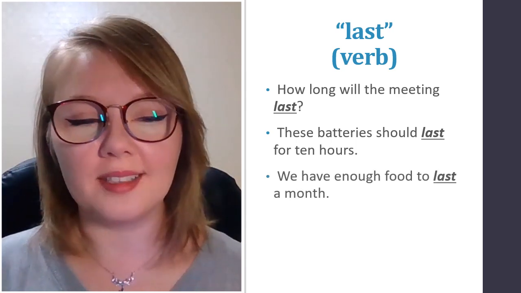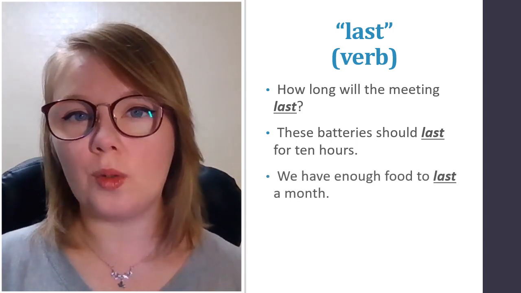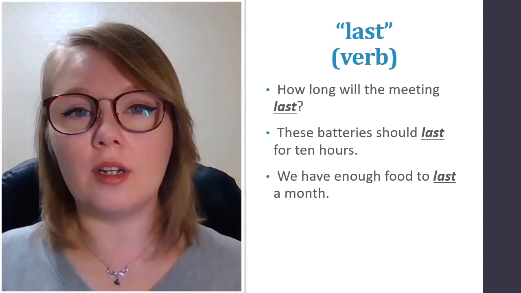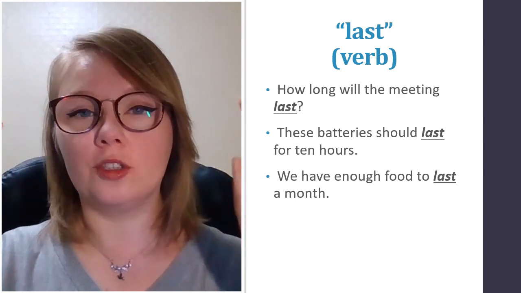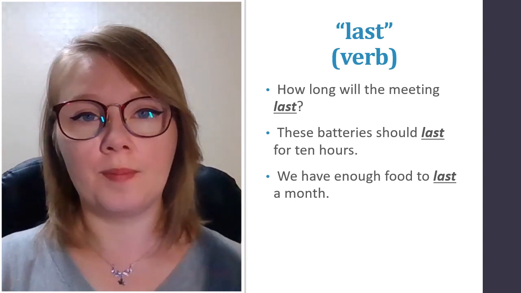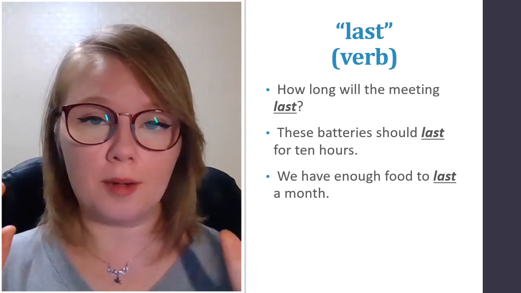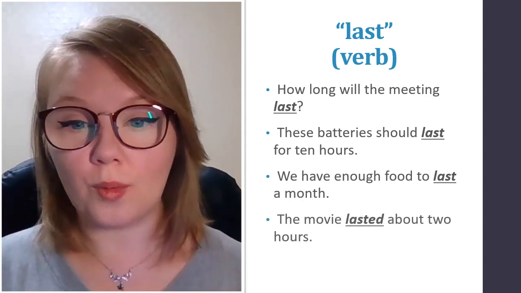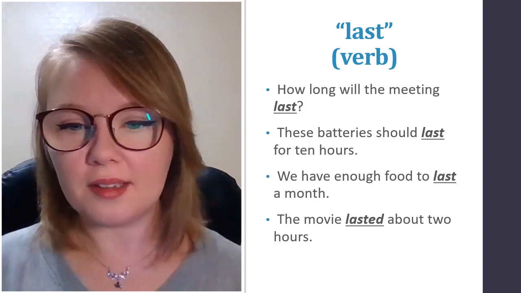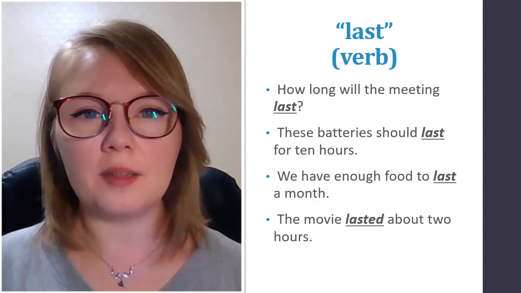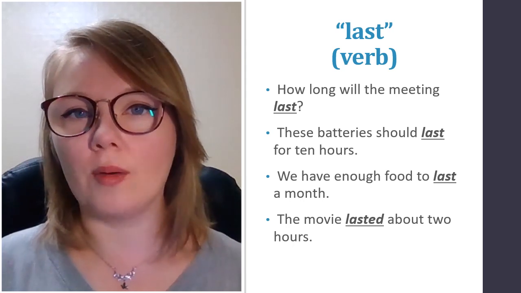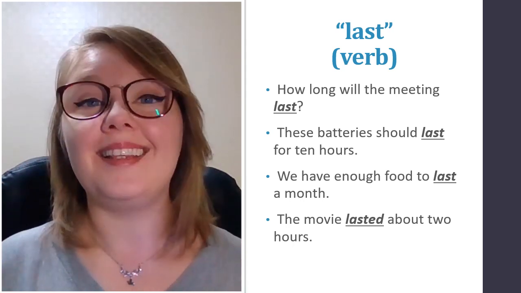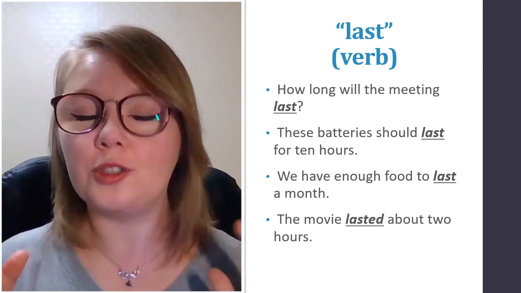Next, a similar sentence, we have enough food to last a month. This means I have enough food to use for the duration of 1 month. It will last for 1 month. And finally, a common way we use the verb last is talking about a movie. For example, the movie lasted about 2 hours. This means the movie was 2 hours long. The duration of the movie was 2 hours.